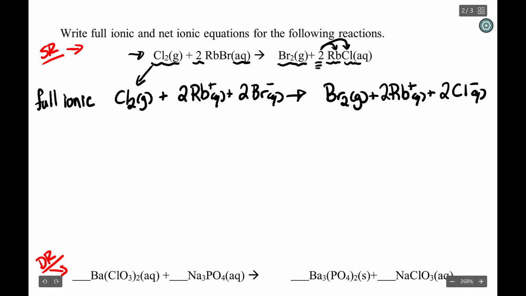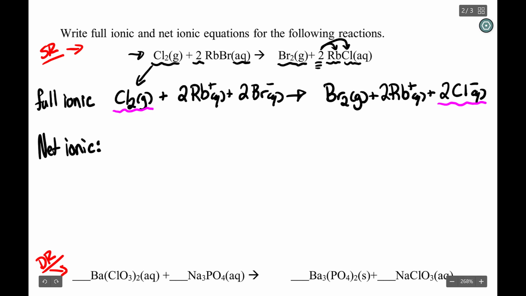Now, if I want to do my net ionic, I have to remove any spectator ions. So I'm going to go through each individual thing and see if they are changing. So firstly, I have Cl2 gas, which is a molecule, and this is turning into 2 Cl minus aqueous ions. Well, that's a change. I've gone from being a molecule and I've turned into an ion. This is not a spectator, but an actual participant in the reaction. I am not going to cross out the Cl's.